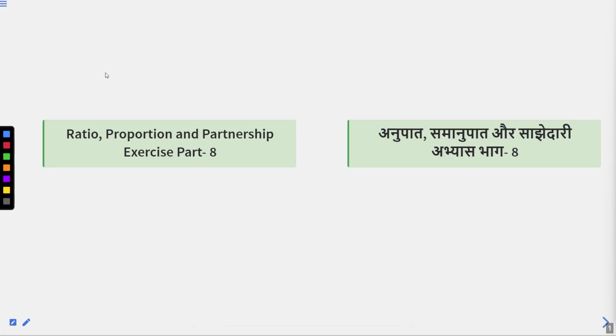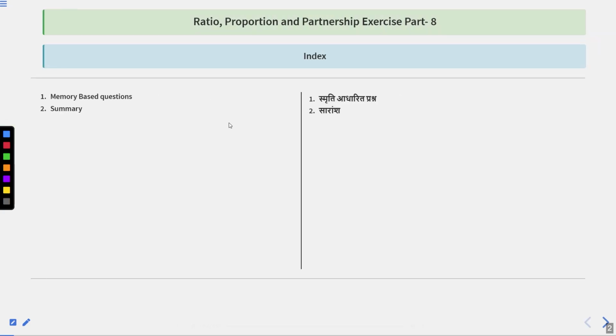Hello students, in today's class we will discuss ratio, proportion and partnership exercise part 8. Today's index is memory-based questions which were asked in previous year bank exams, then we summarize our today's lecture.